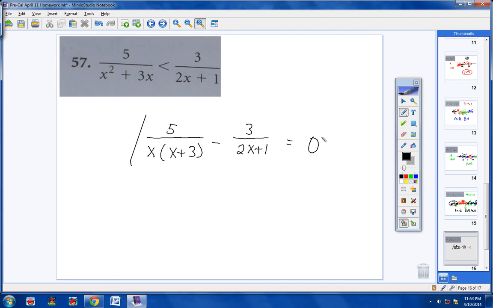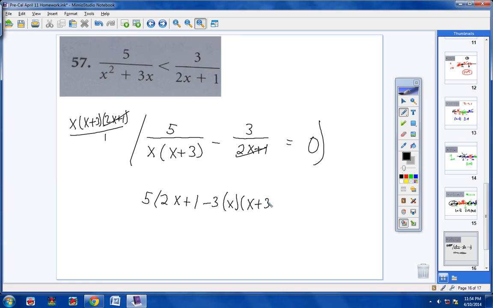I'm going to multiply this entire equation by x plus 3, 2x plus 1. And let's see what happens. First of all, your x and your x plus 3 would cancel, leaving you with this times this. So I'm going to write 5 parentheses 2x plus 1. And then your 2x plus 1 would cancel with your 2x plus 1. Okay? So you're left with a -3 times your x times your x plus 3.